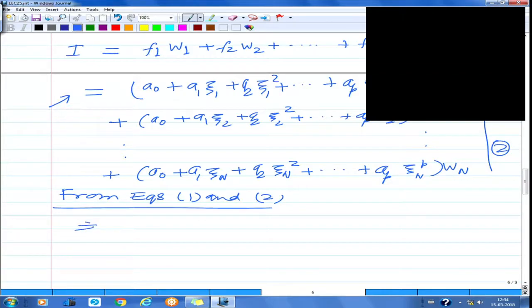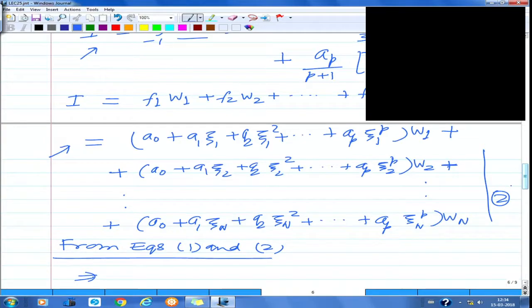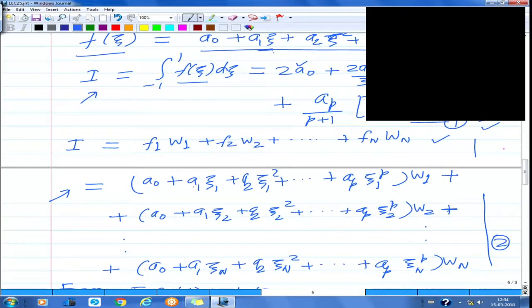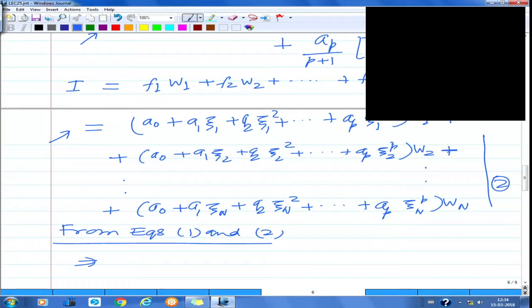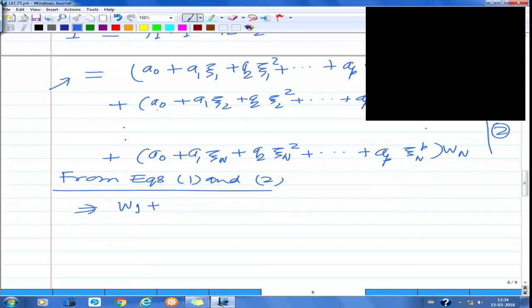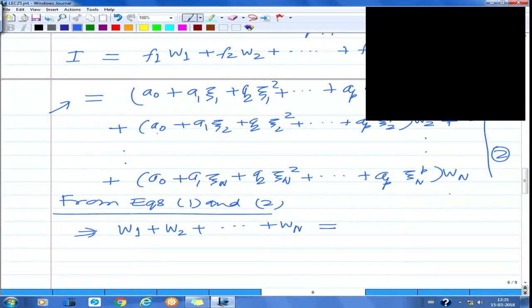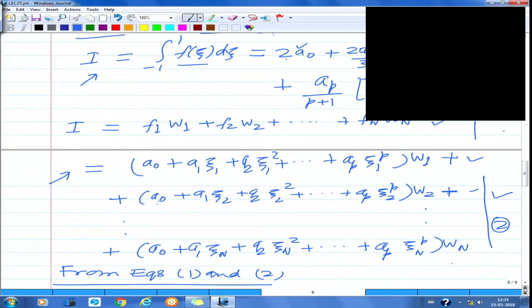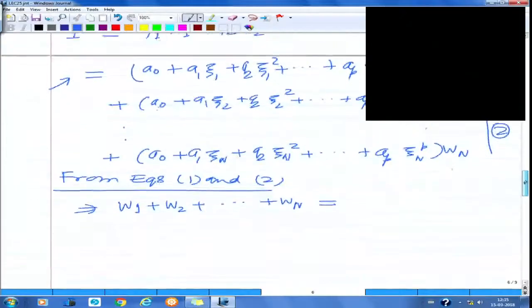So one is if I equate the coefficient of a0 from both. From this side the coefficient of a0 is 2, and from the summation side the coefficient of a0 is w1 here, w2 here, and wn here. So you will find that w1 plus w2 up to wn is equal to 2, because this is the entire summation: a0 into w1 plus a0 into w2 plus a0 into wn. So w1, w2 up to wn is the coefficient of a0 in equation 2, and this must be equal to the coefficient of a0 here, which is 2.